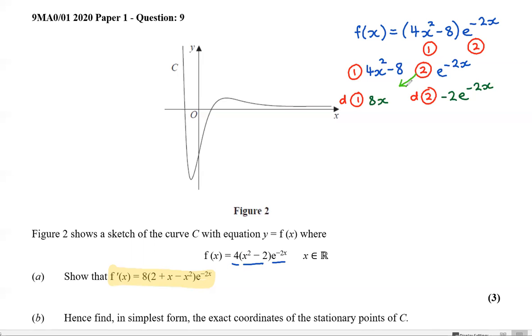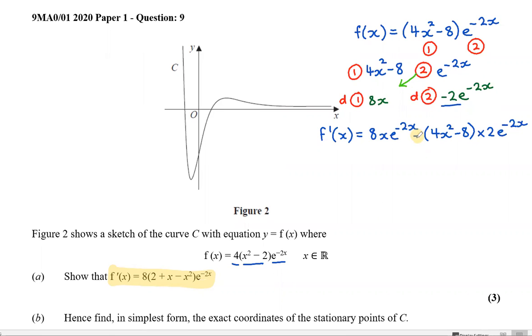Right, okay, let's apply the product rule now. So f dash x is going to be cross multiplying diagonally. So I've got 8x e to the negative 2x, and I'm going to add, but I've got a negative 2 e to the negative 2x there. So it's going to be subtract 4x squared subtract 8 multiplied by 2 e to the negative 2x. I've already got the minus at the front. I brought that to the front earlier, so I don't have to multiply it again by a negative.